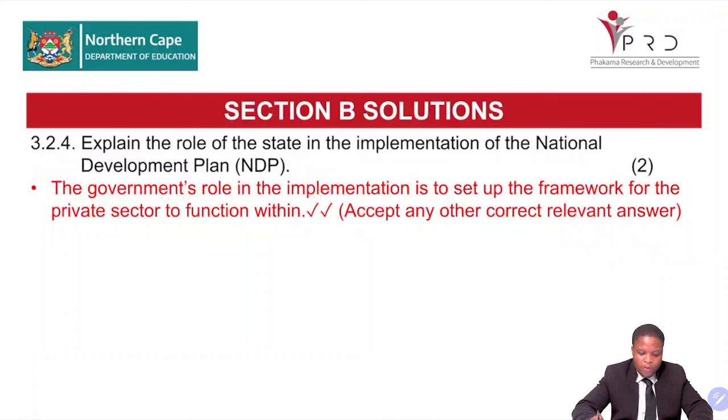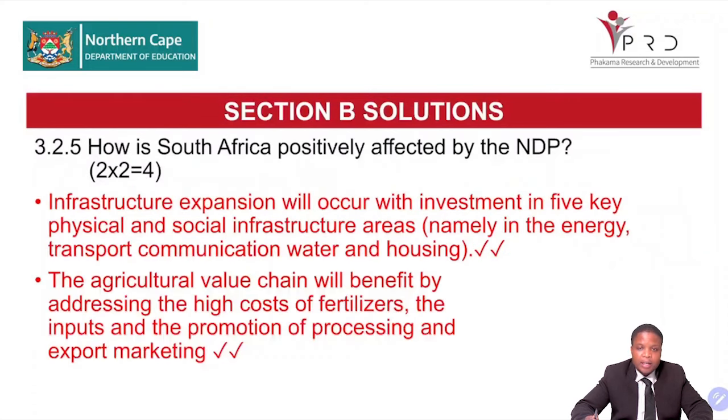Explain the role of the state in the implementation of the National Development Plan, your NDP. The government's role in the implementation is to set up a framework for the private sector to function within. So they set a framework so that the private sector can function within that framework. 3.2.5, how is South Africa positively affected by the NDP?